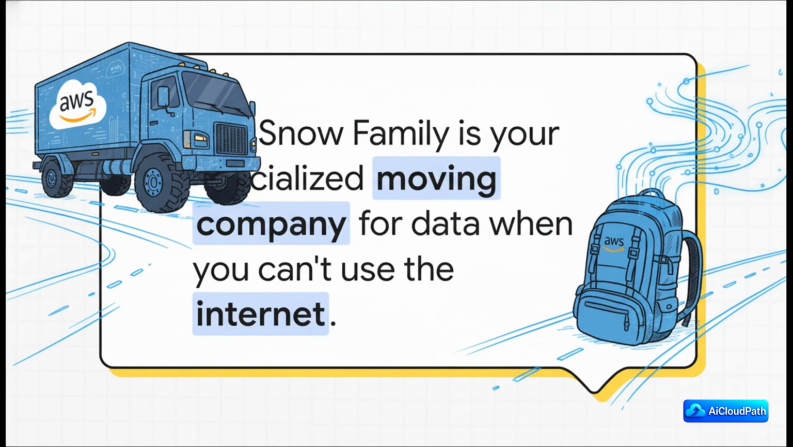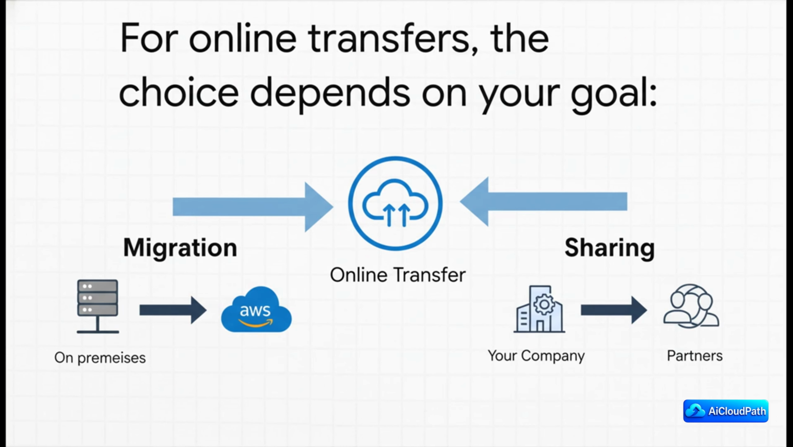A truck! A great way to think about it is this. If you can't use the internet highway to move your stuff, AWS will just send a specialized moving company right to you. It's a simple idea, but it's incredibly powerful. Okay, so that's the offline route. But what if you can use your network? Well, AWS has you covered there too.